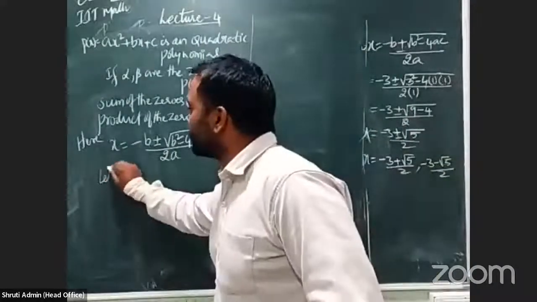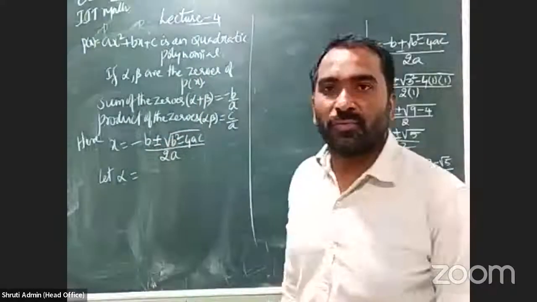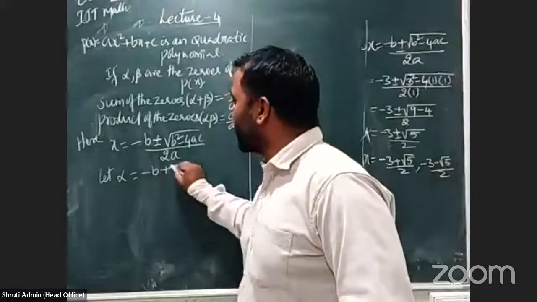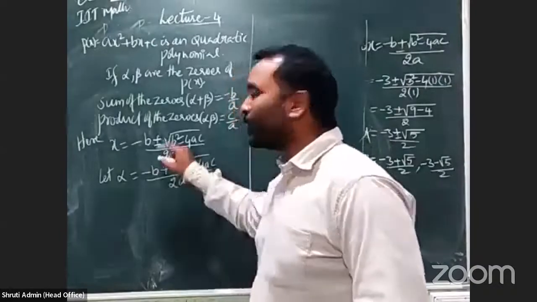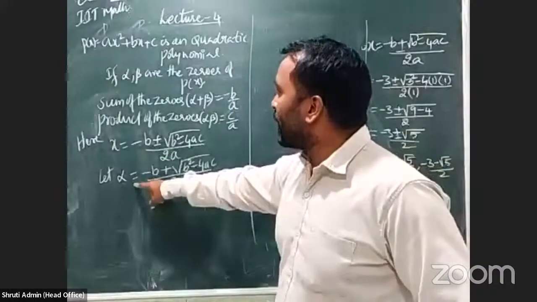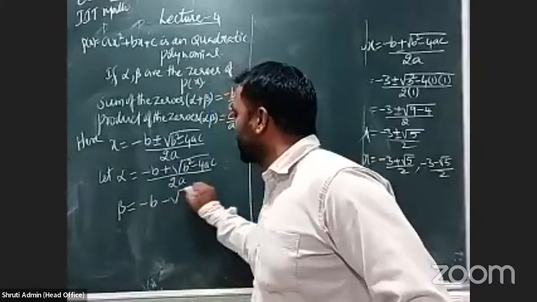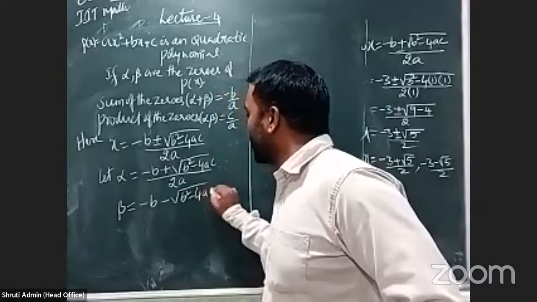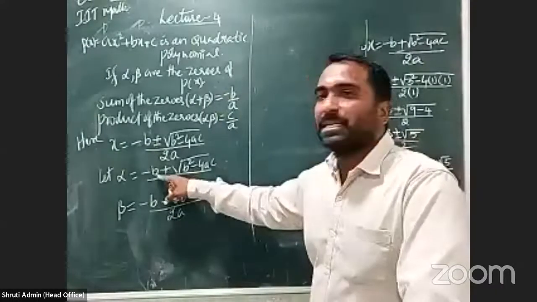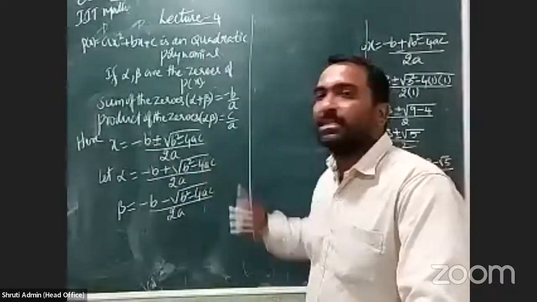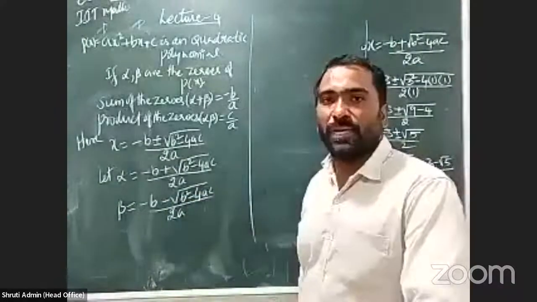See, let alpha equal to minus b plus or minus root b square minus 4ac by 2a. Because plus or minus is there, no? So alpha I am taking as plus, and beta I will take as minus. So alpha is minus b plus root b square minus 4ac by 2a, and beta I am taking as minus b minus root b square minus 4ac by 2a.